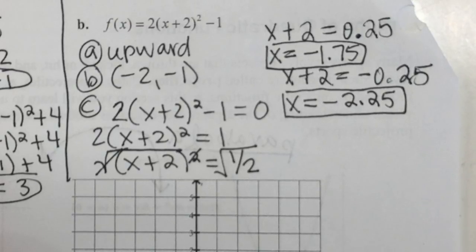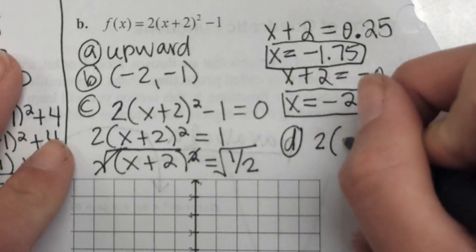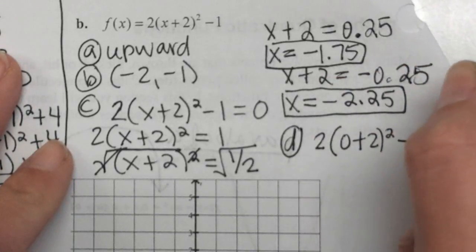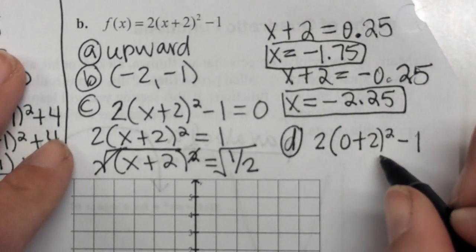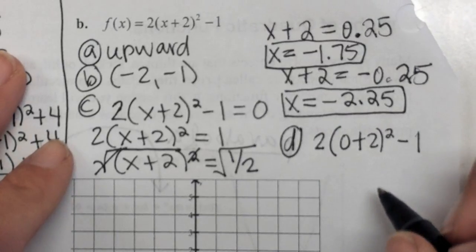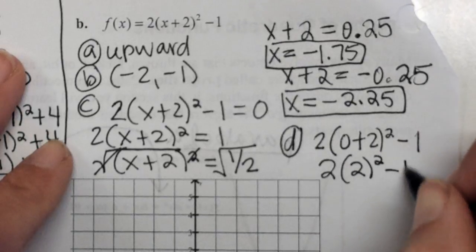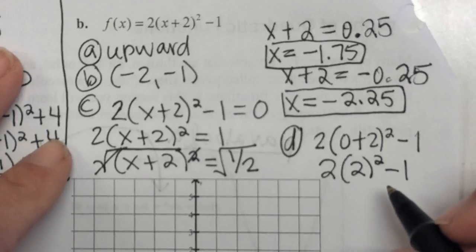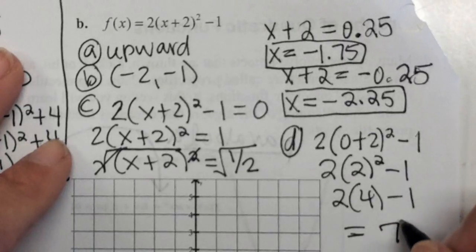All right. Now to find the y-intercepts, so part D, we set what to 0? X. So it would be 2 times 0 plus 2 squared minus 1. All right. Katie, what do we do first here? Just think of order of operations. What comes first? Yes. So this would be what here? All right, Logan, what do we do next? With a 4. Good, by squaring it, right? So what is our y-intercept? 7. Very good.